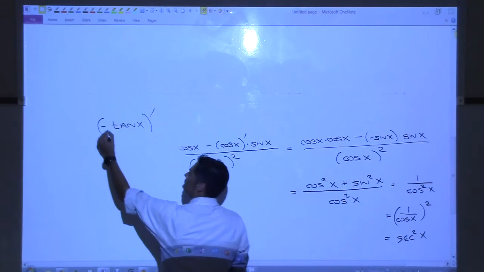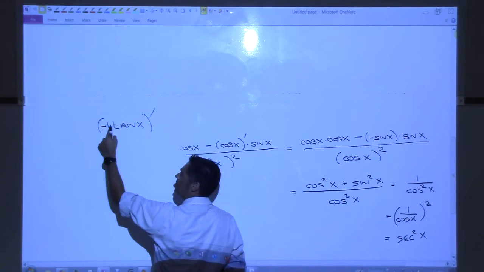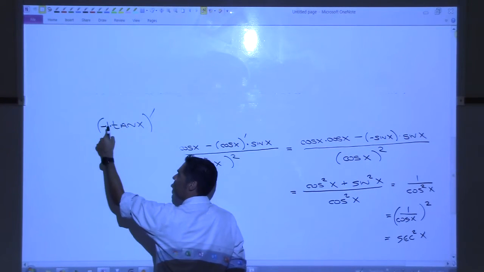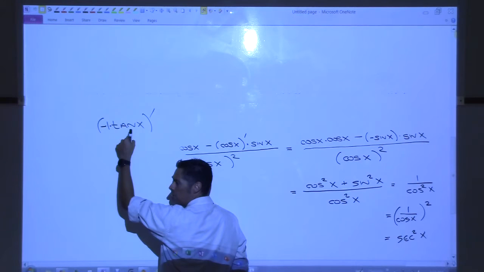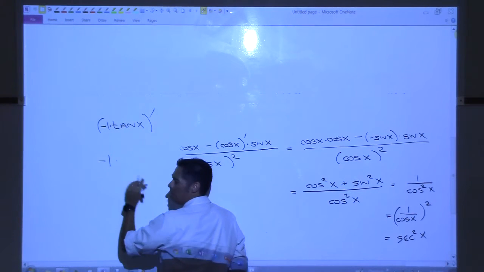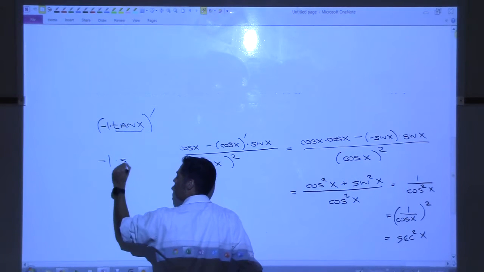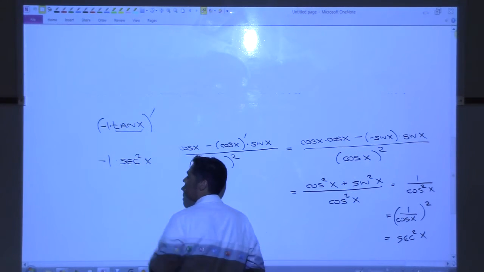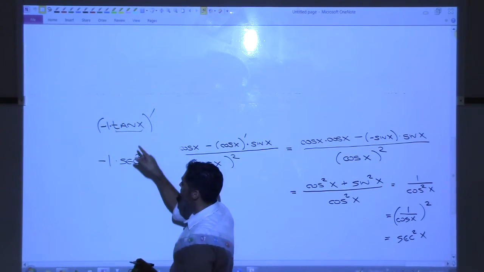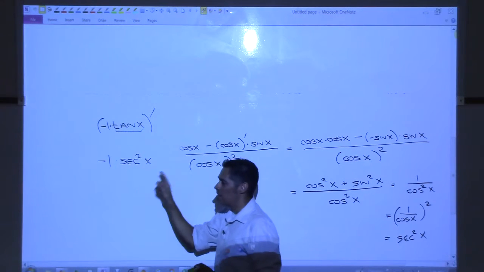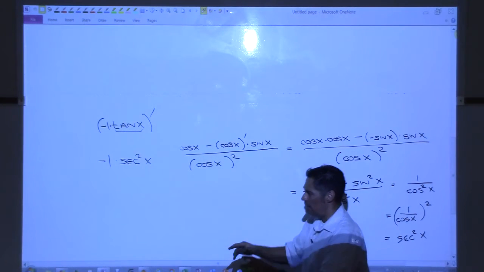Because this is a negative 1 attached to this with multiplication, right? So negative 1 is a constant in front of the function. Negative 1 comes for the ride when you take the derivative. Now you take the derivative of tangent x, which we already know is secant squared x. So the derivative of negative tangent x is not secant x, it's negative secant squared x.